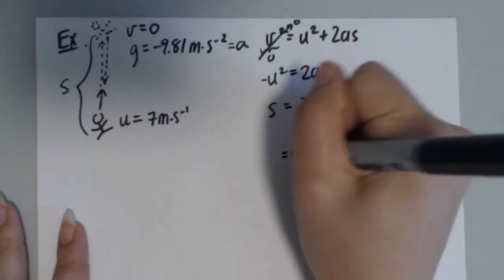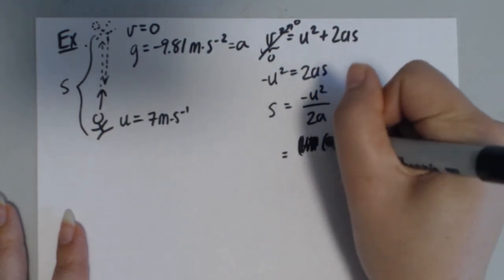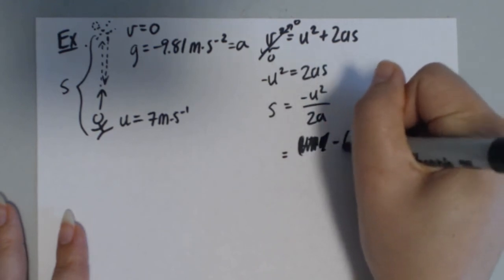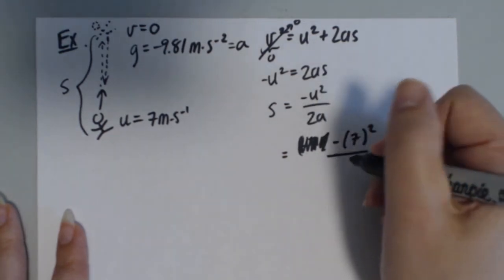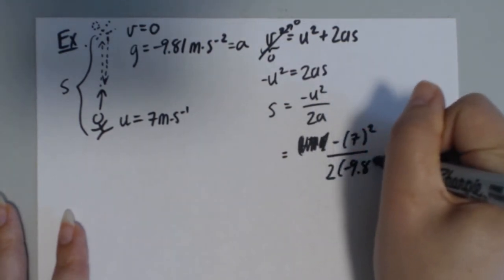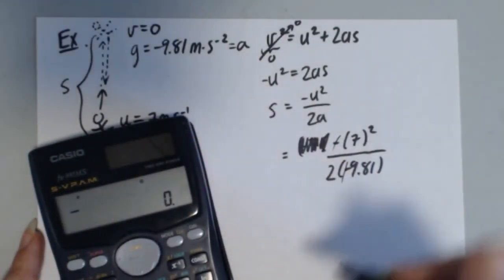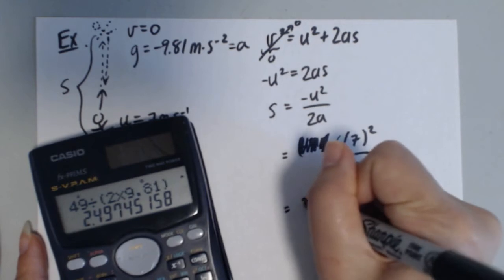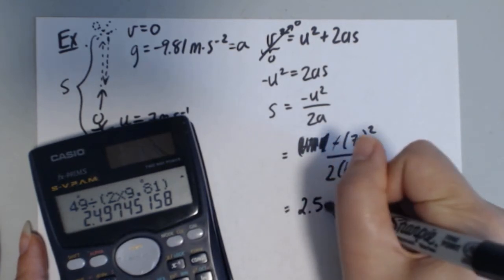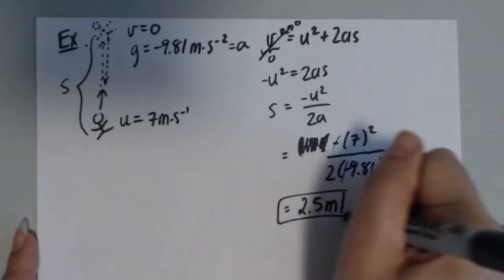Okay, so negative 7, oh, and I can't square the negative because that's out in front. Negative 7 squared divided by 2A, so 2 times negative 9.81. So notice the negatives are going to cancel, so just cancel those. 7 squared is 49. 49 divided by 2 times 9.81. So that's, let's call that 2.5. 2.5 meters. So therefore, she goes 2.5 meters into the air.